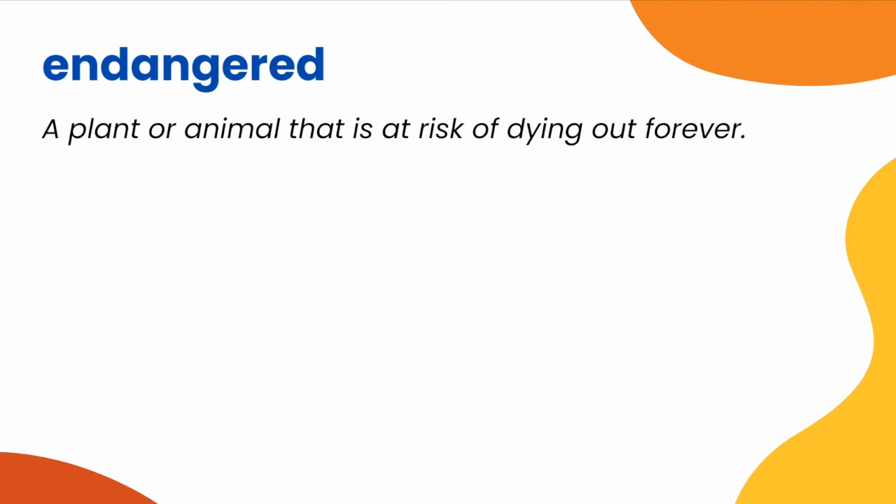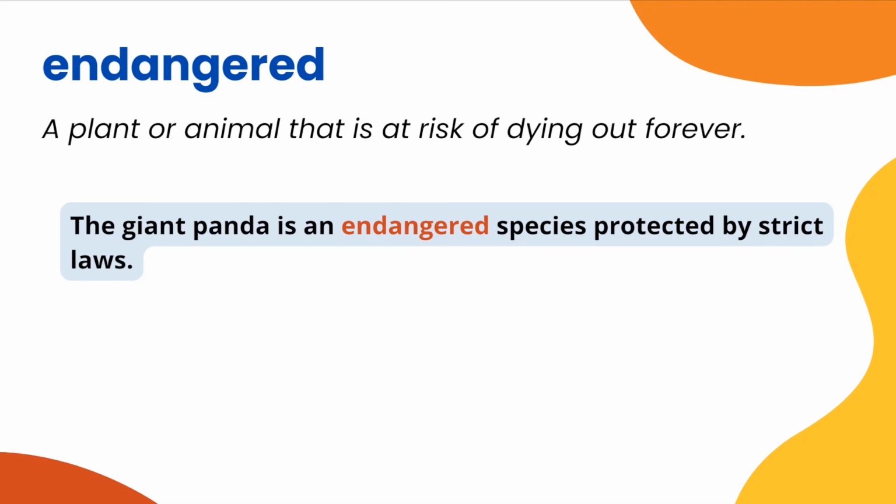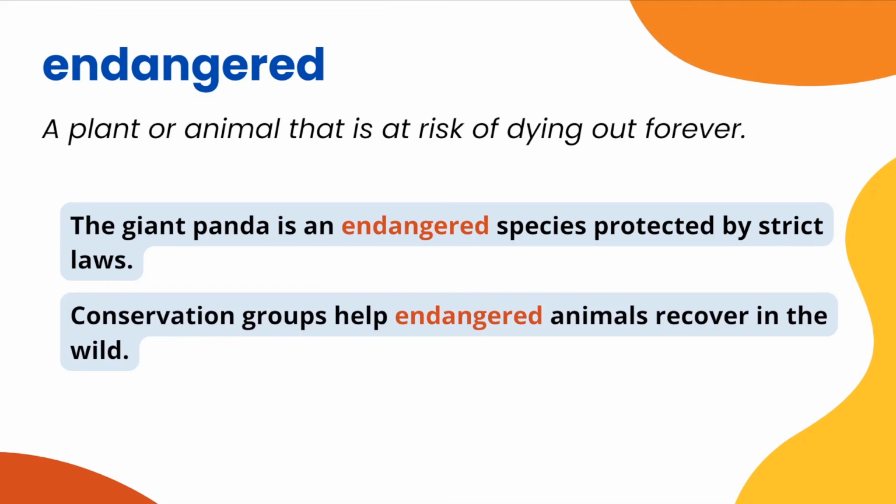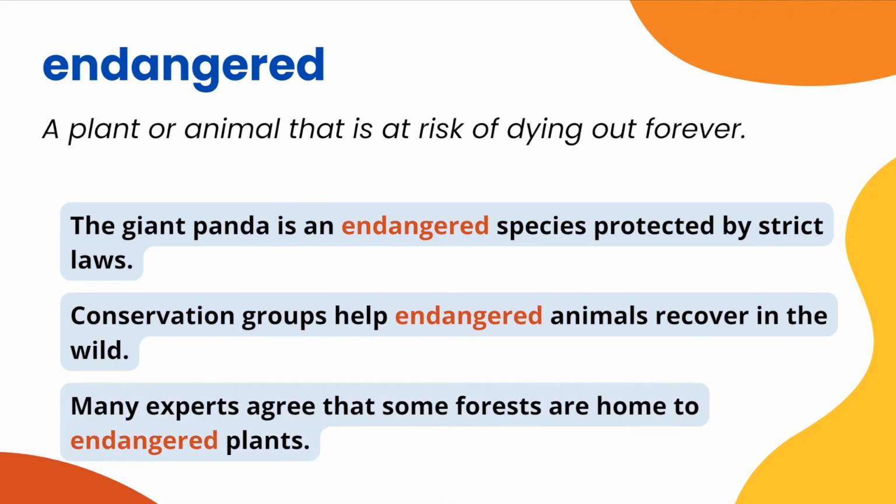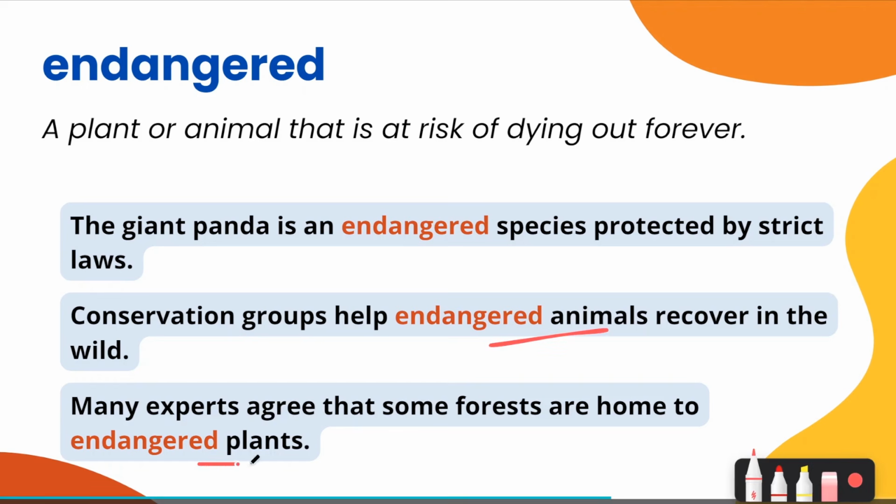Endangered. Now this means a plant or an animal that is at risk of dying out forever, and there will be no more of them. The giant panda is an endangered species protected by strict laws. Conservation groups help endangered animals recover in the wild. Many experts agree that some forests are home to endangered plants. So we've got endangered animals, endangered plants, endangered species as well.